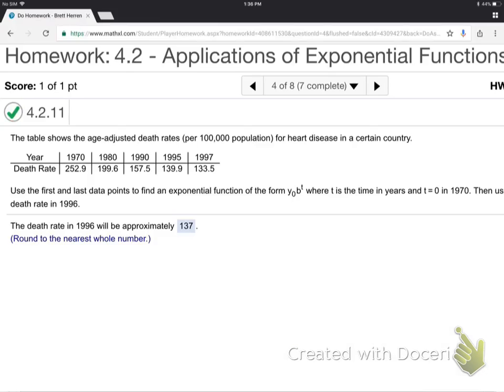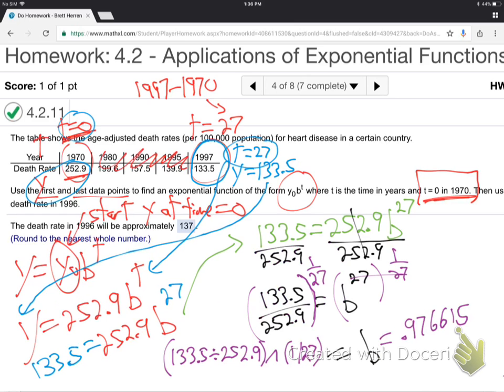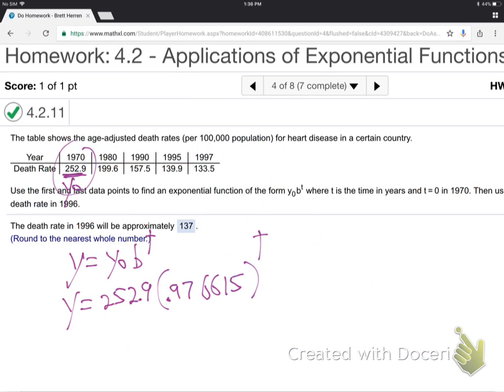Now that we have that b, we're back to the equation. It's y equals y0 times b to the t, right? Now I know y0. This is y0, it has been all along: 252.9. Now I know the b. The b is 0.976615, to the t. Are you good? So let me go back. What did I just do? I took that b that we found and I put it right here in its place in the formula. You guys okay? Now we're ready to answer the final question.